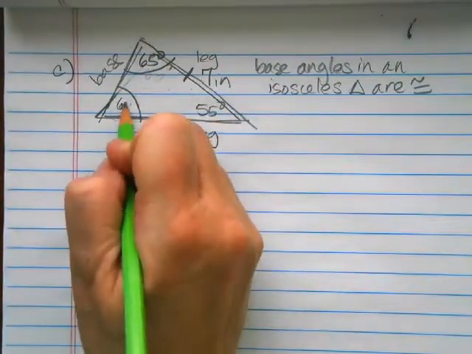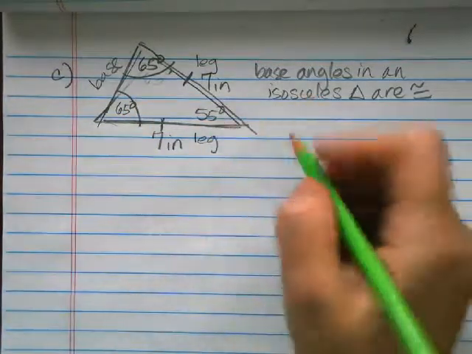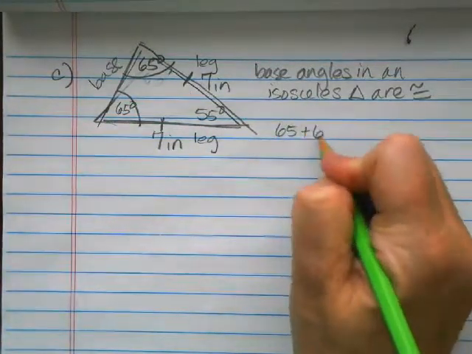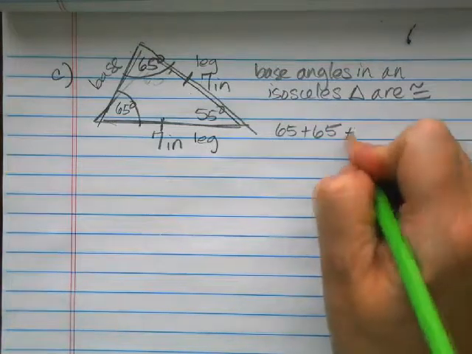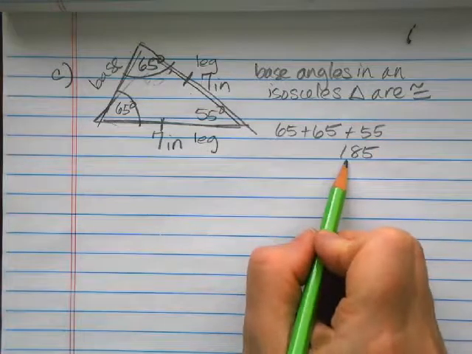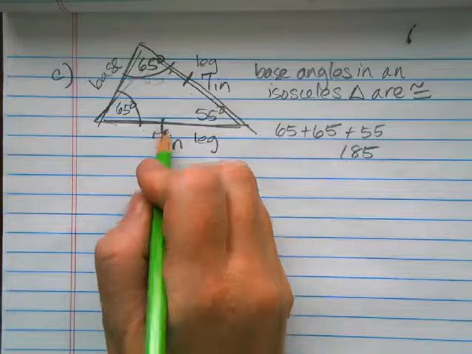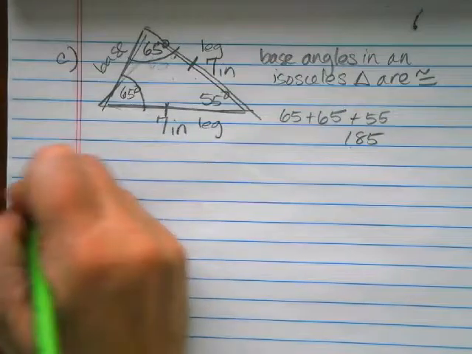Okay. So these two angles are called the base angles, and if this is an isosceles triangle, they have to be equal. But now I see I have angles of 65, 65, and 55. 65 plus 65, that's 130, plus 55, that's 185. And all the angles in a triangle should add up to 180. So this is not possible. C is impossible.